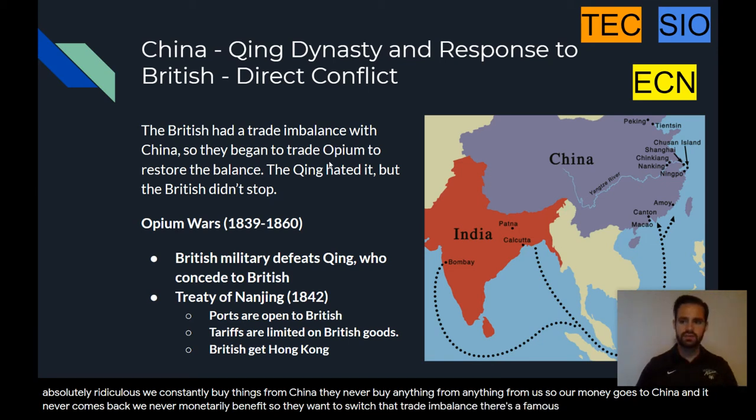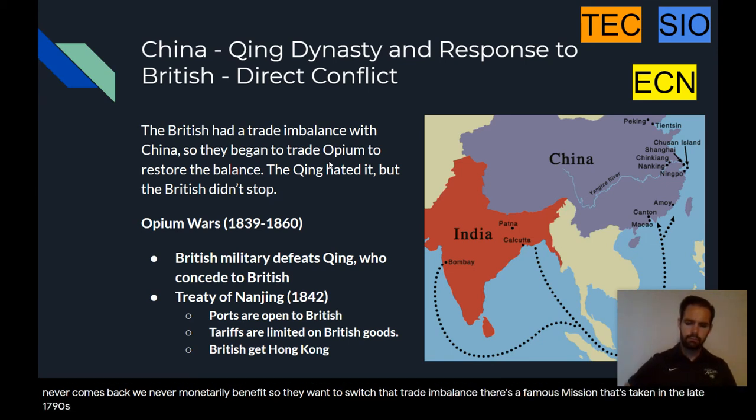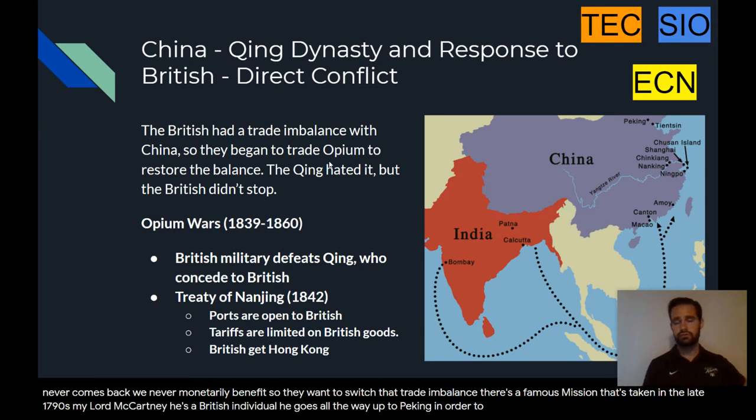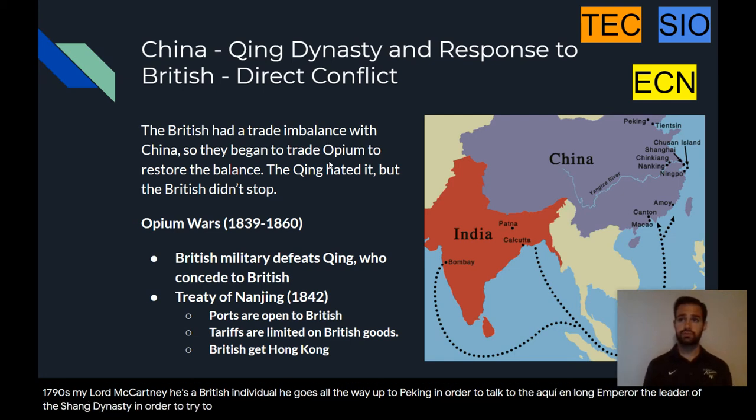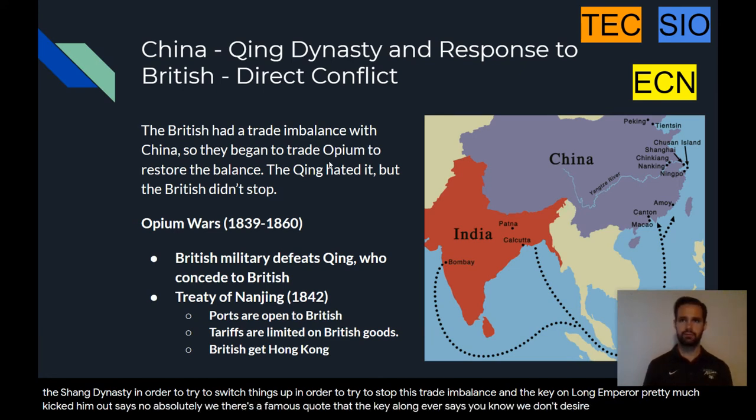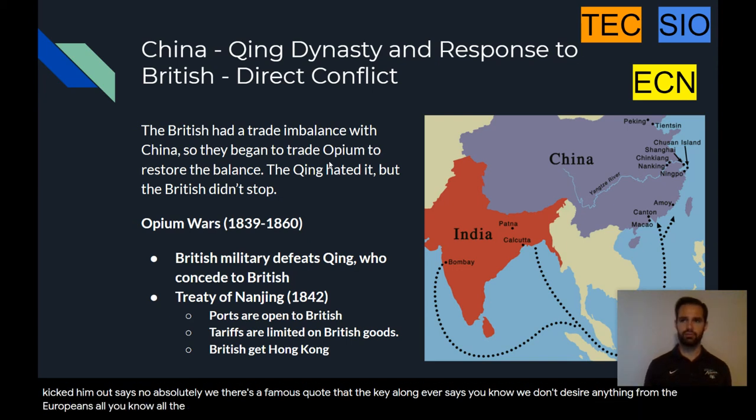There's a famous mission that's taken in the late 1790s by Lord Macartney. He's a British individual. He goes all the way up to Peking in order to talk to the Qianlong Emperor, the leader of the Qing dynasty, in order to try to stop this trade imbalance. And the Qianlong Emperor pretty much kicks him out, says, no, absolutely. There's a famous quote that the Qianlong Emperor says, we don't desire anything from the Europeans. All the desirable goods are in China. That's why people buy things from us and not the other way around. So the British don't take this very nicely. They really want to change things around.